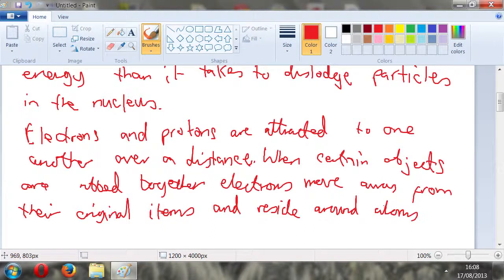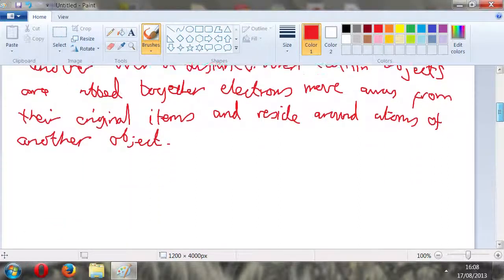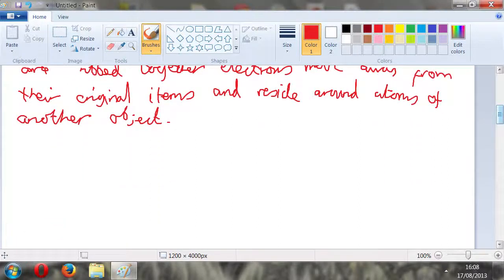So that's what's going on. It's interesting to think that this is actually what's happening. The electrons are moving about just by this rubbing process, which I suppose is not particularly intuitive, but that is what's going on.